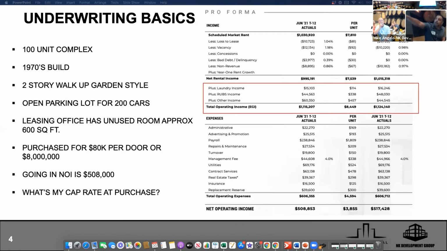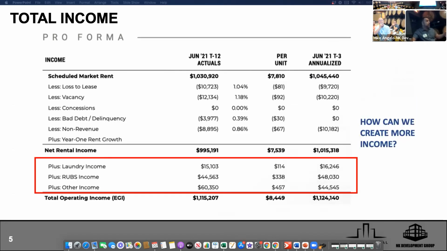The other clue was, leasing office has an unused room of approximately 600 square feet. What could we do with that? We could make it rent. That's one. What else could we do? A gym? A gym doesn't make me any money. Vending is good. You guys seen Amazon lockers anywhere? Apartments are challenging to deliver to, especially in the holidays. I heard someone did bike lockers.